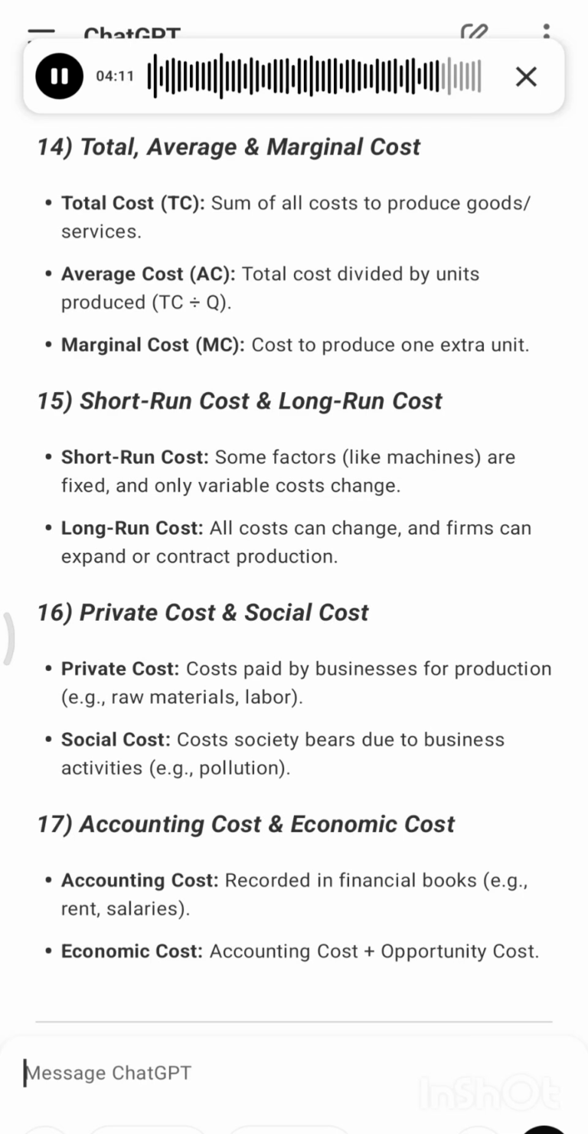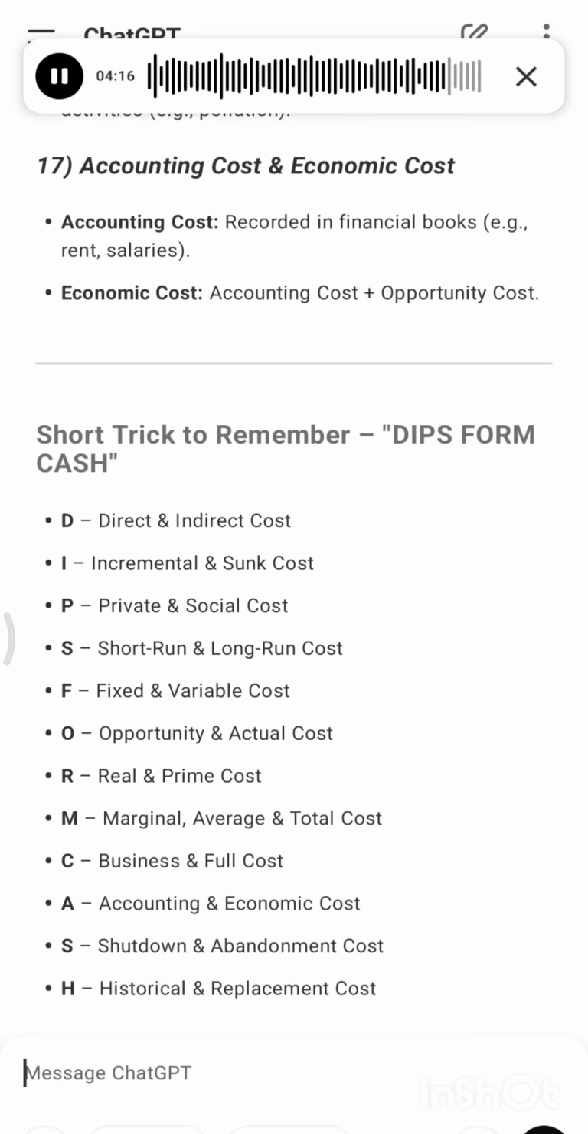Accounting cost: recorded in financial books, e.g. rent, salaries. Economic cost: accounting cost plus opportunity cost.